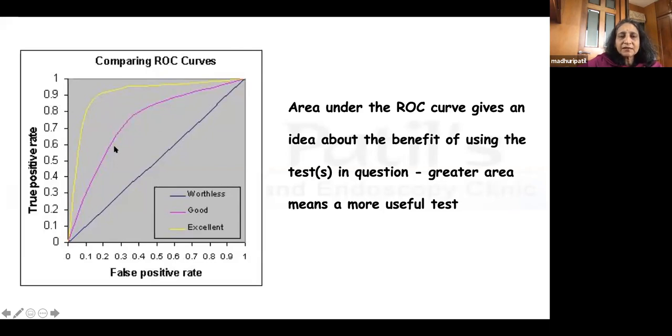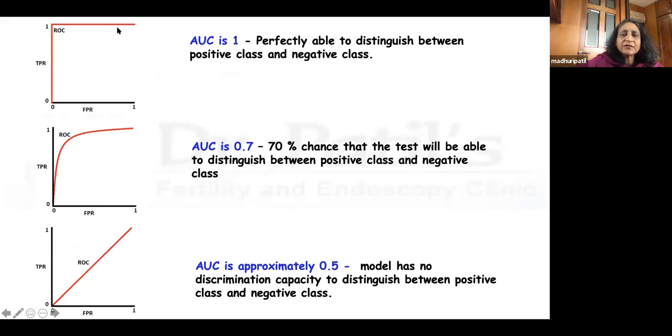The one in the middle has got a good one, whereas if it's a straight line, basically there is no use of this particular test. Sometimes you can have an ROC curve which is a perfect one, and basically you are able to distinguish between the positive and the negative cases very, very well. If you have something around 0.7, here there's a 70% chance that the test will be able to distinguish between the positive class as well as the negative class. And if it is 0.5, that is right at the center, this model has no discrimination capacity to distinguish between a positive class and a negative class.